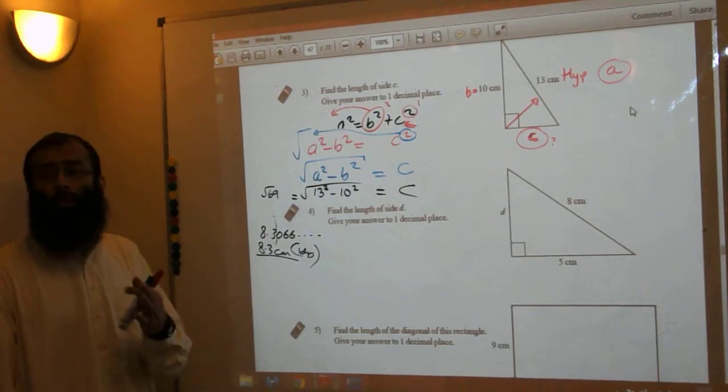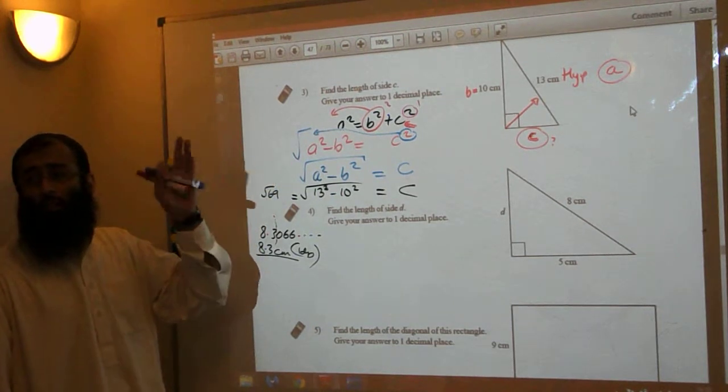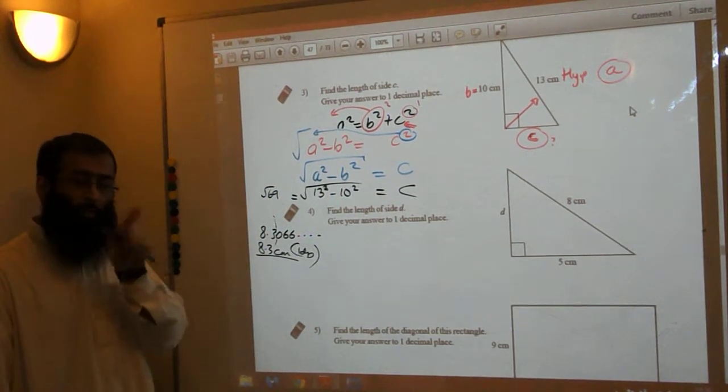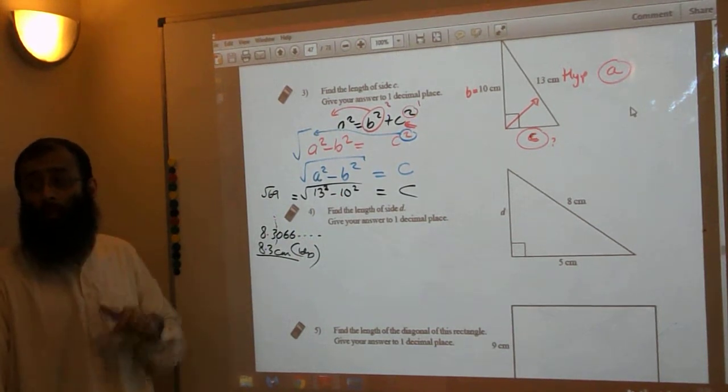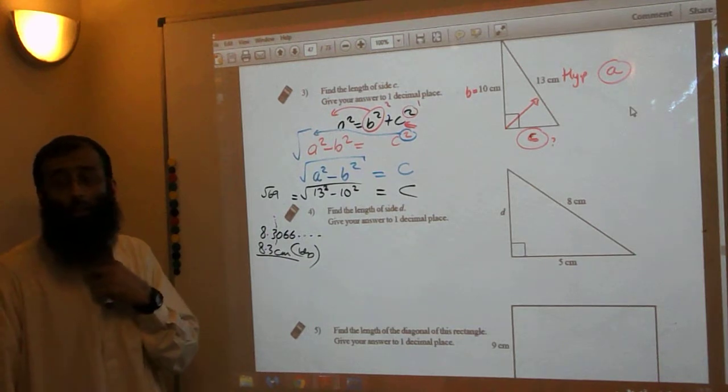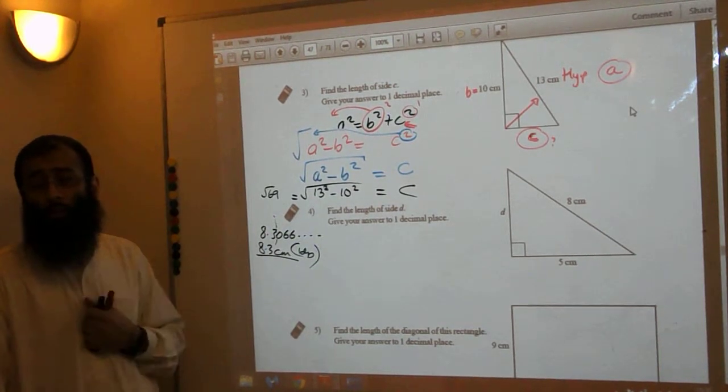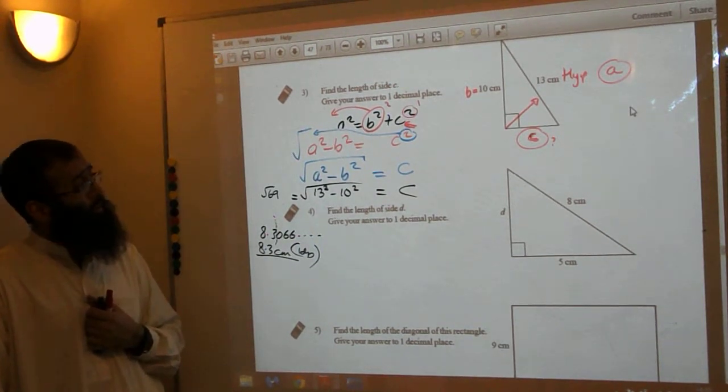So, with one type of question, we just put the values in, as we did in the first one, with a little bit of work with the square roots. For this second type of question, you have to rearrange the whole equation and make one of the other letters the subject. That's the only difference in those two types of questions. Those are the only two types of questions we get for Pythagoras Theorem.